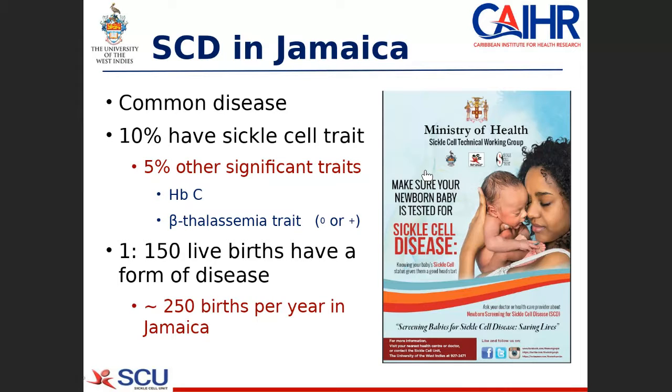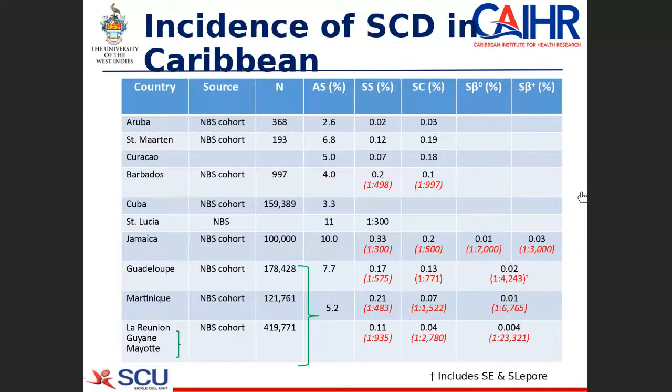In Jamaica, again, 1 in every 150 babies born each year has a form of sickle cell disease. And so for our small island, we have approximately 200 to 250 babies born every year with sickle cell disease, right? Throughout the Caribbean, again, the incidence of sickle cell disease varies, all right? But if we look at the trait rate, it ranges from a low of about 3% in Aruba to a high of 10 to 11% in Jamaica and St. Lucia.